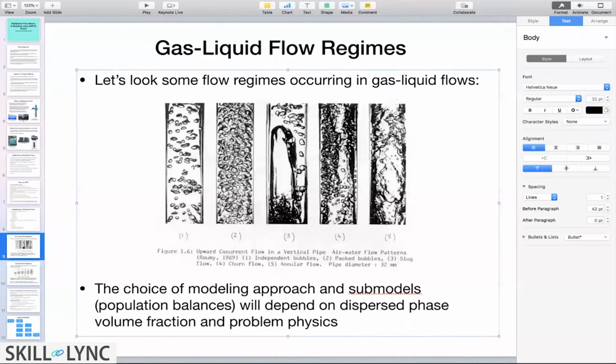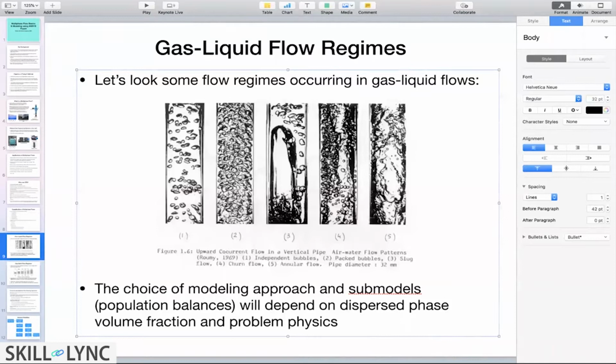But as you move to the right, the volume fraction of your gas bubbles has gone up. You see a lot more bubbles. They are in contact with each other. They might be colliding against each other. There could be some other phenomena like bubble coalescence that could be going on in the system.